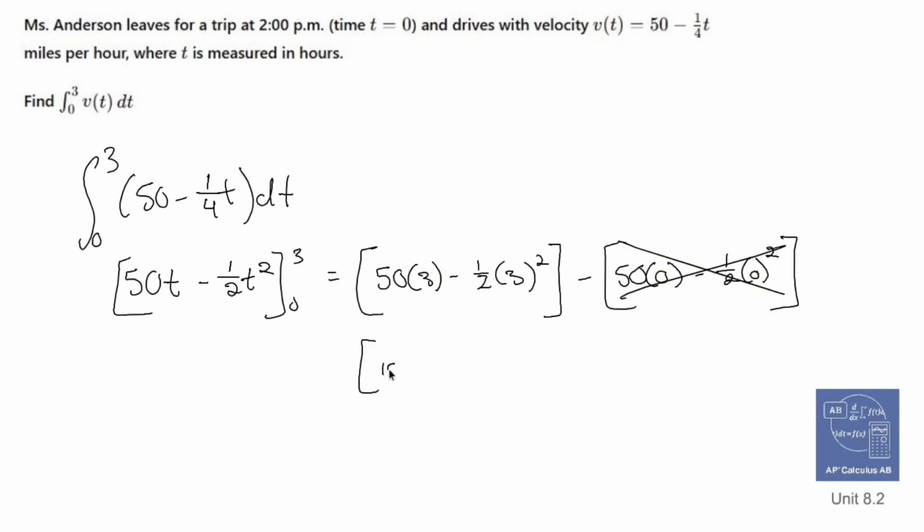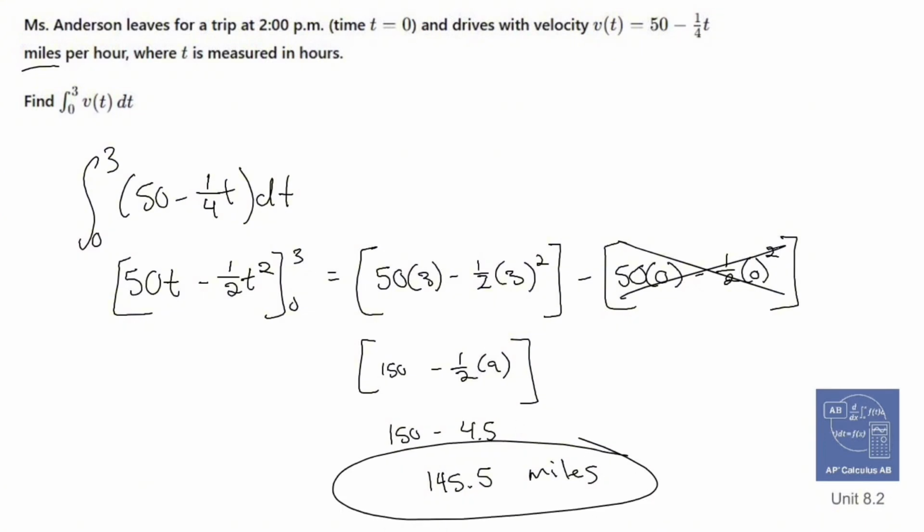We become 150 minus 1/2 of 9, which is going to be 150 minus 4.5. We'll leave it as decimals here because why not? 145.5. And that's going to be his distance traveled after, what, 3 hours? Or at 5 o'clock, this is where he is. So he is at 145.5 feet, miles, it doesn't say, miles. Yeah. Pretty straightforward.